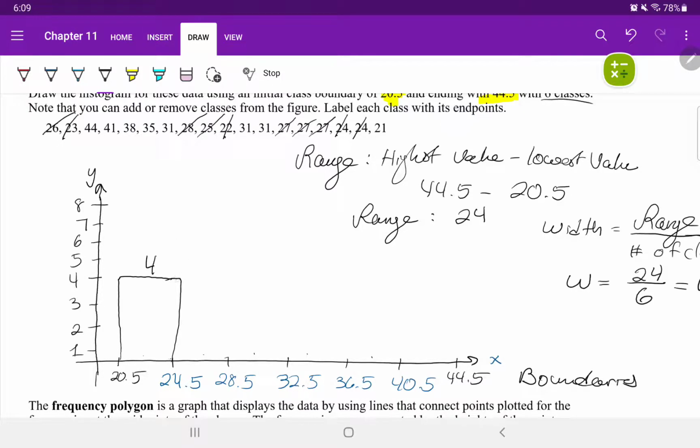And I noticed I made a mistake for the first one, because my counting is not always the best. There are actually 5 values between 20.5 and 24.5. That is 23, 22, 24, 24, and 21. How did I miss that? Trust me, I do not know. So it's easy to make a mistake like I did there. I'm going to leave that in the video. I'm not going to edit that out.